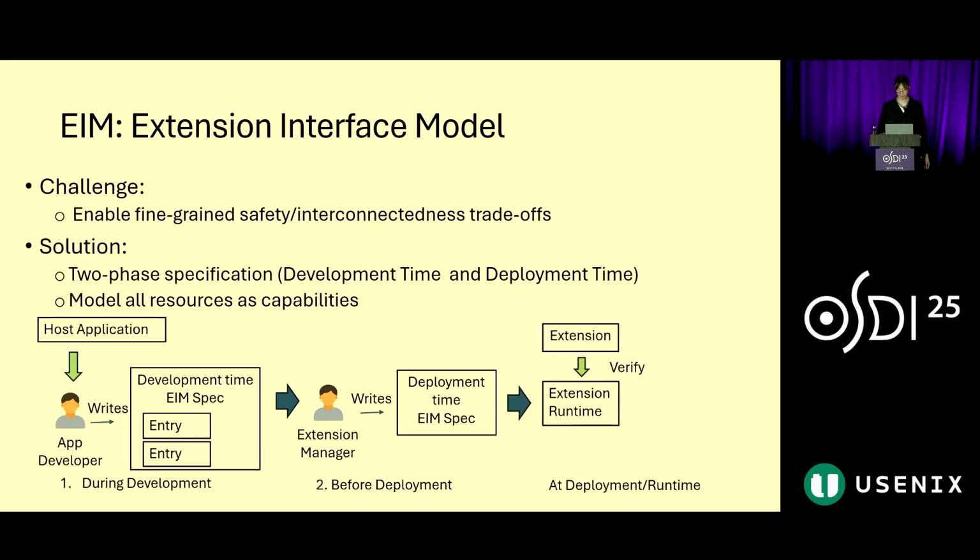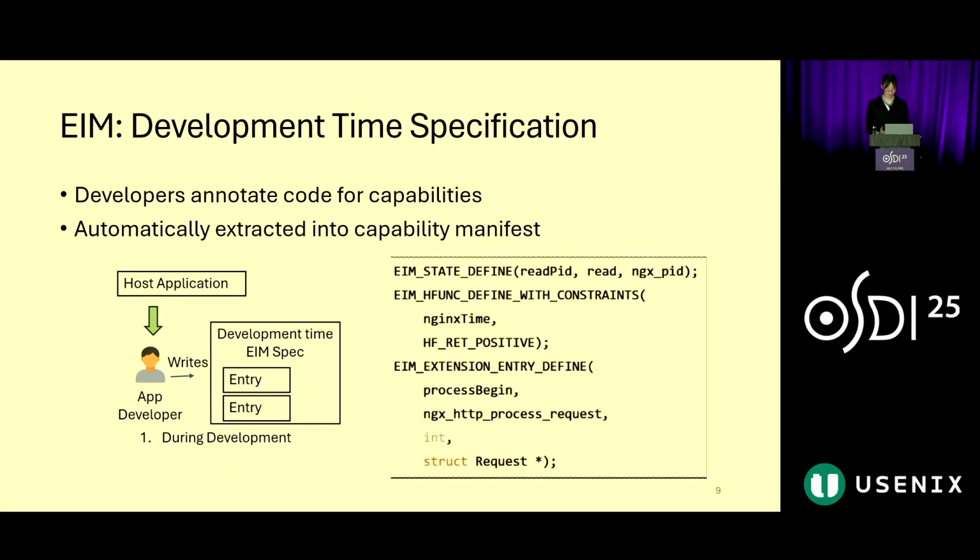This is a simplified version of our model. You can see more details in our paper with all 4 roles, including the extension developer and finally the end user. Now let me show you how EIM works in practice using Nginx as an example. During development time, Nginx developers annotate their code to declare what extensions could possibly do.